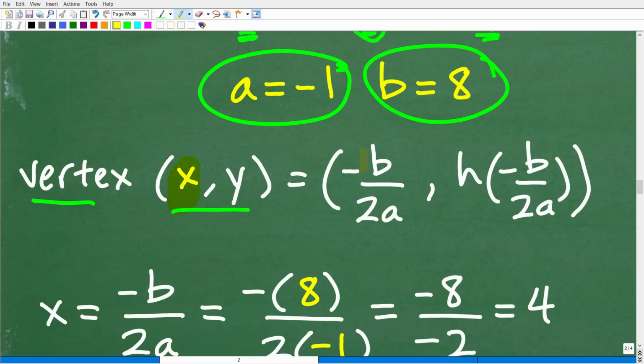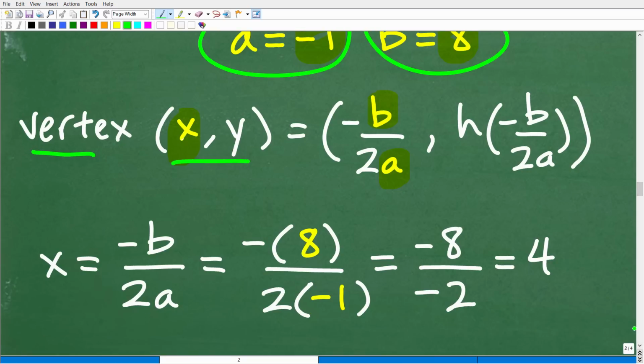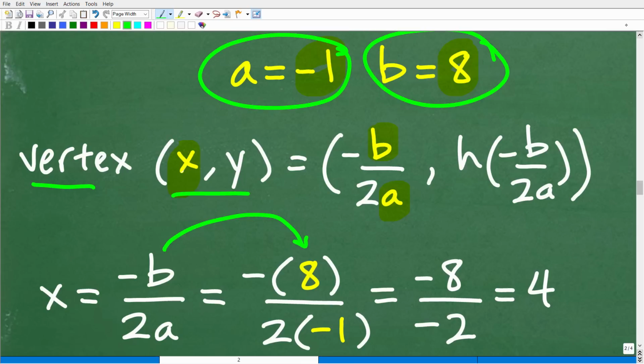Okay, great. What's minus b? Well, this is going to be minus 8 over 2 times a, which is negative 1. You have to be very careful here because we have these negative values. So let's get the x value first. So x is equal to minus b over 2a. Again, b is 8, excuse me, not a, 8, and a is negative 1.